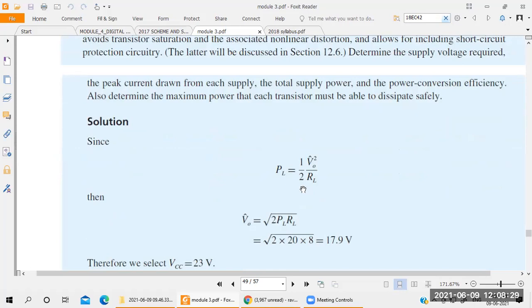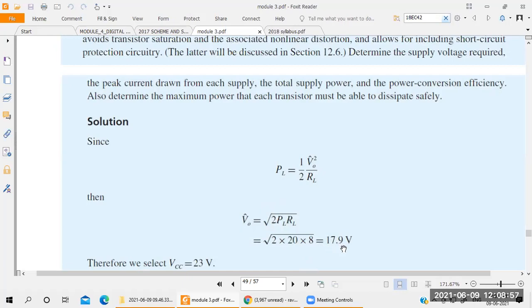Okay, so V naught, take it outside from this PL equation. After taking it outside, what is the V naught equation here? Square root of 2 PL into RL. What is the PL value? The given output power is 20 watt. What is the load resistance? 8 ohm. Okay, how much do you get now for V naught?